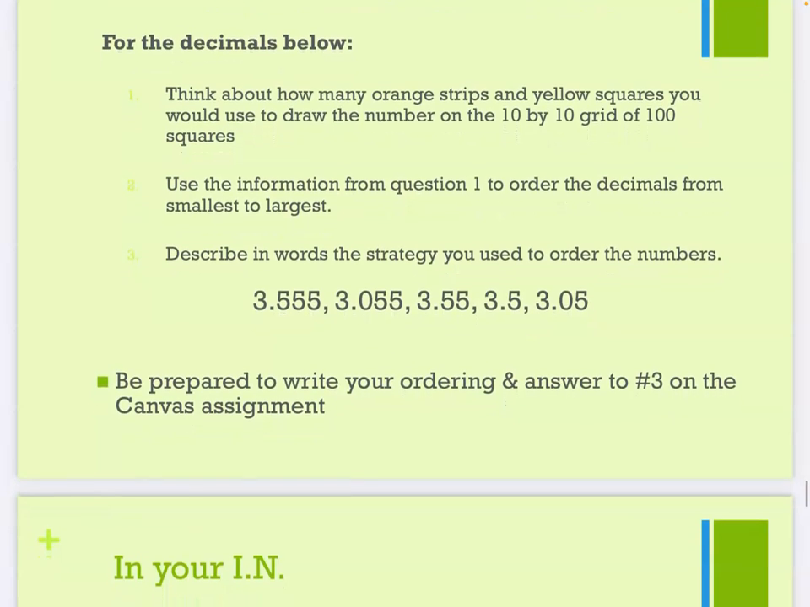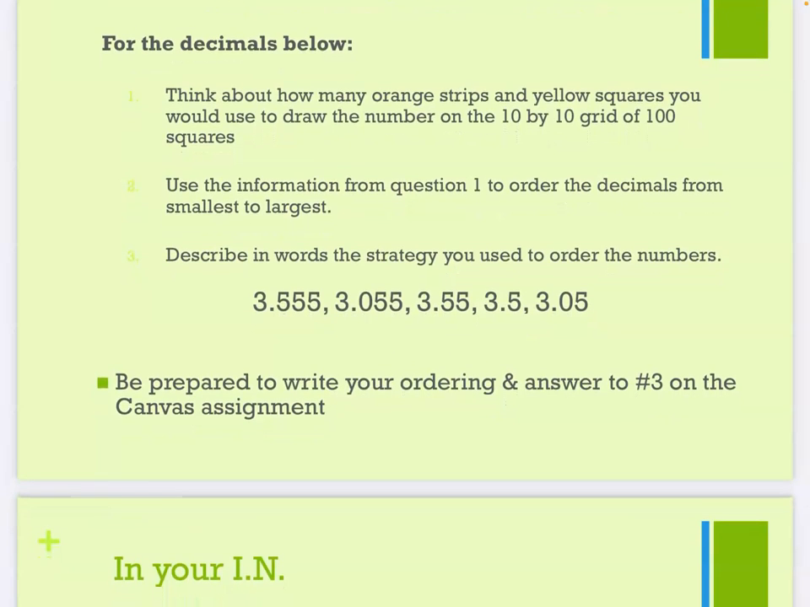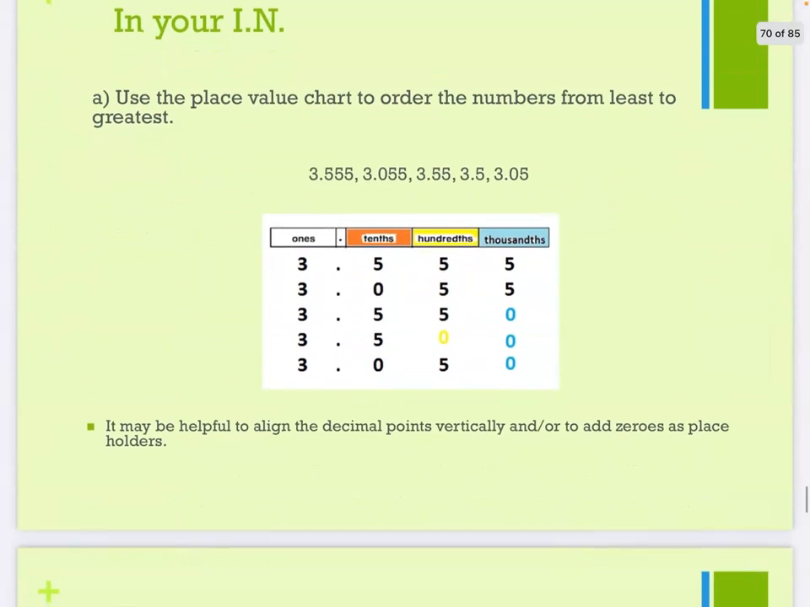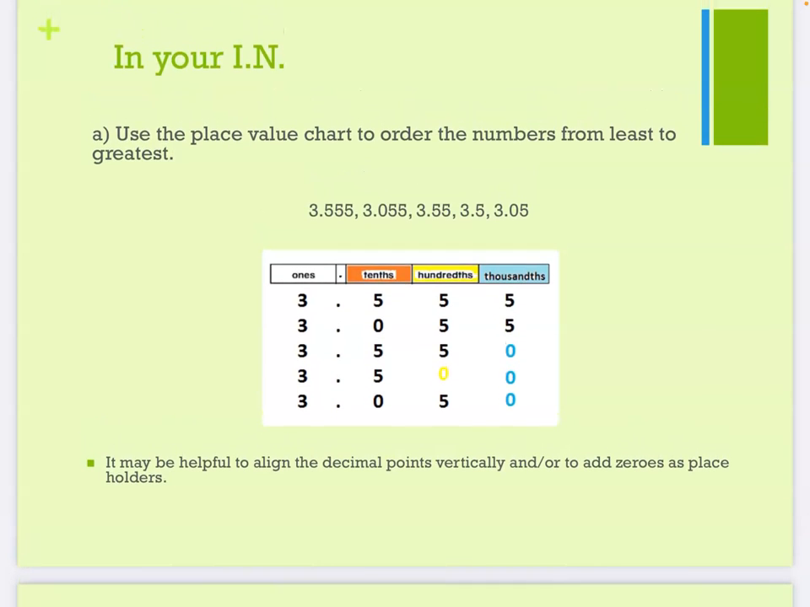When you're ordering decimals, you need to describe the strategy you're going to use. You could use a place value chart and then order them. Sometimes it's easier to add zeros as placeholders or put them vertically in a place value chart. Some students misunderstand and think the longer the decimal, the bigger the decimal, and that's not always the case. So it's really nice to make all the decimals the same length, so then you can compare them.